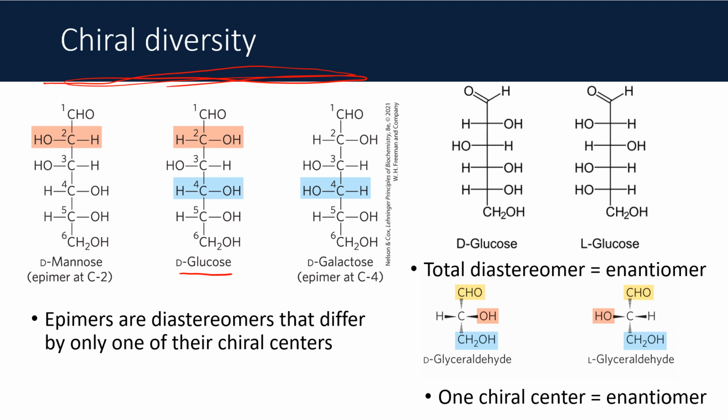Well, there's 6 carbons present. 1, 2, 3, 4, 5, 6. But that top carbonyl carbon isn't chiral because it only has 3 different groups associated with it, and we need 4. And this bottommost carbon does have 4 groups to it, but there's 2 hydrogen groups which are the same, so that means there's an internal plane of symmetry. So that means carbons 2 through 5, the remaining 4, are going to be the chiral centers in that molecule.